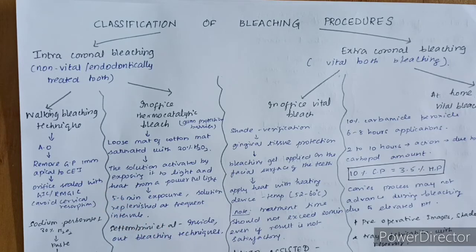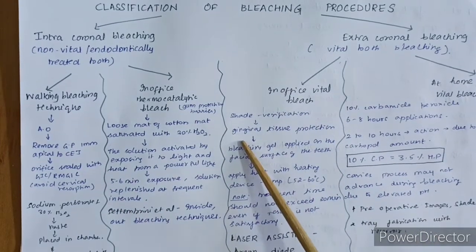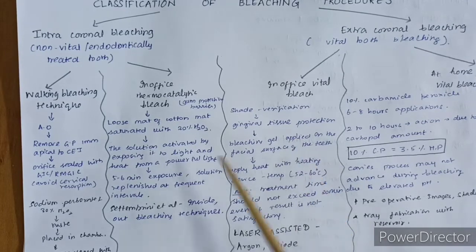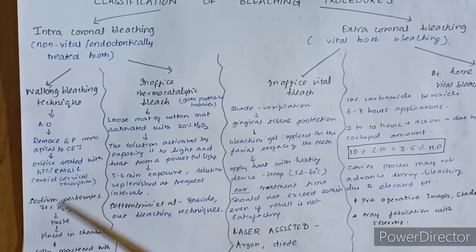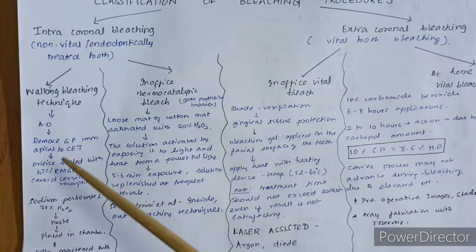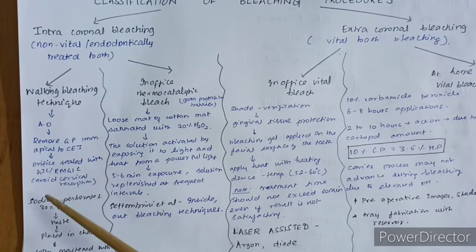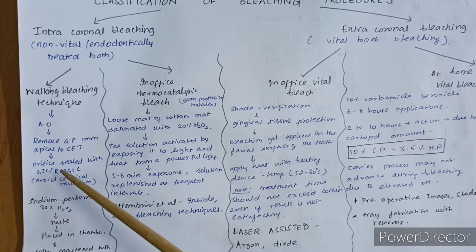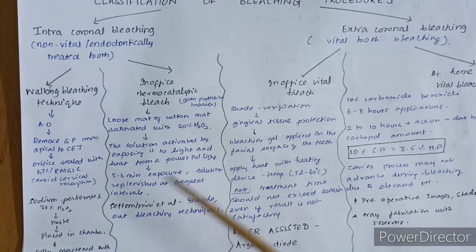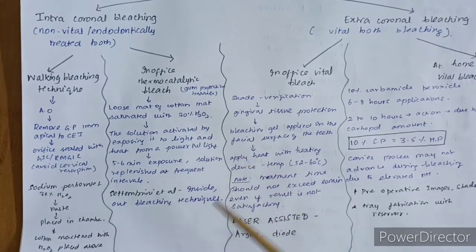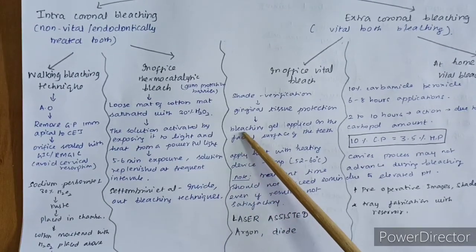In the walking bleaching technique, we re-enter the access cavity. We remove the GP from the access cavity, and also remove the GP 1 mm apical to the CEJ, and we seal the orifice with GIC or RMGIC in order to avoid cervical resorption. Then we mix sodium perborate with hydrogen peroxide to make a paste, and then we place it within the access cavity.